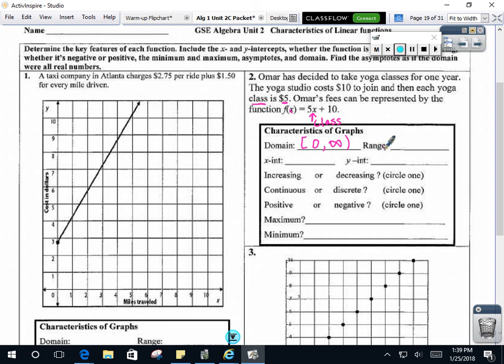Now the range. What would the range be? If x is all about classes, what do you think the y's are all about? The money. What's the lowest amount of money she's going to pay? The $10 to join. She'll never pay below that because that's to join. What's the highest amount she'll pay? Right. We don't know how many classes she'll take, so we don't know how much she'll pay.